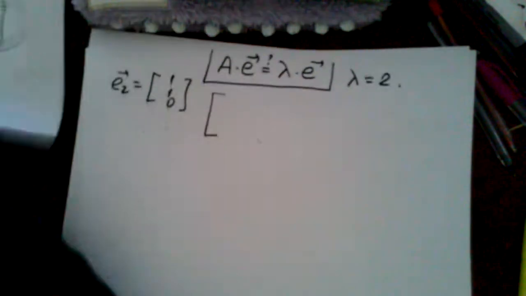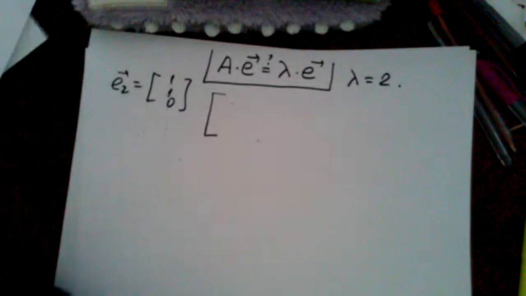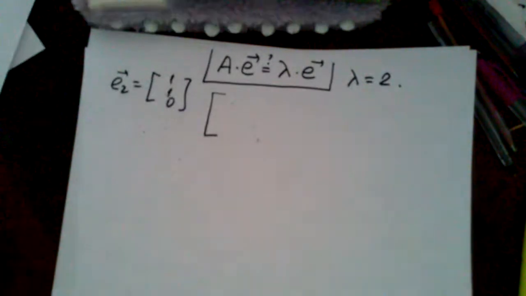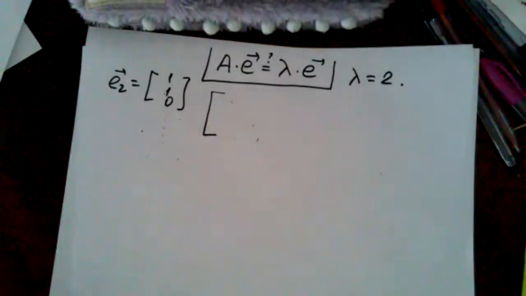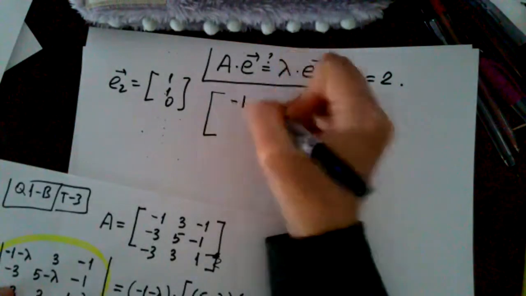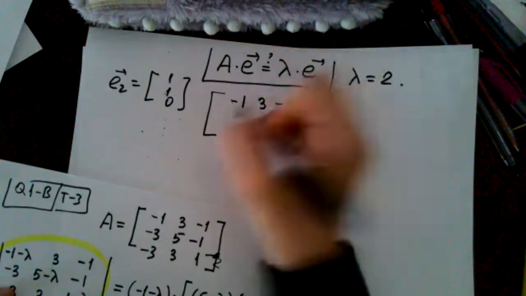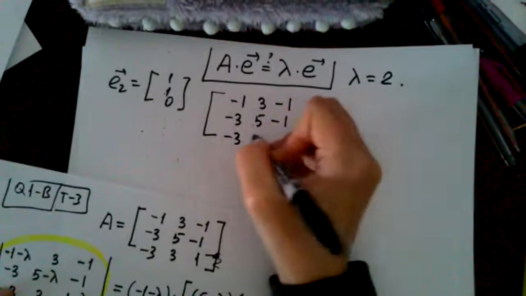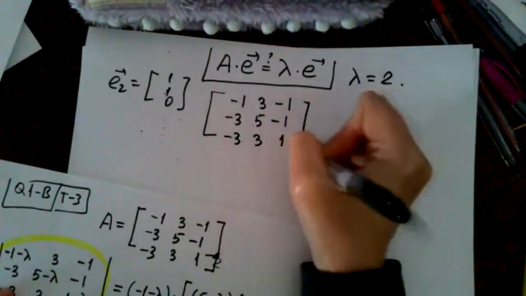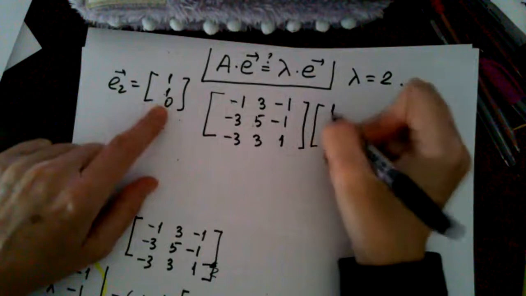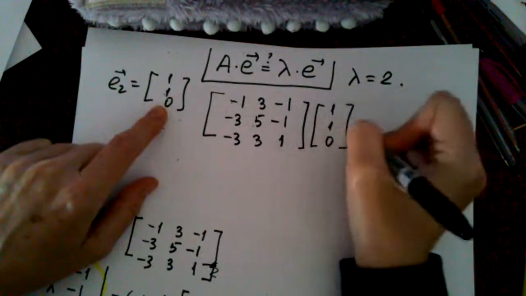Let's take our matrix. Oh, I already lost our matrix A. I have so many pages here. I wonder, where's my matrix A? Oh, this is really funny. Yeah, it's here. I found it under the table on the floor. -1, 3, -1, -3, 5, -1, -3, 3, 1. So this is our matrix A, and we need to multiply by our vector 1, 1, 0.